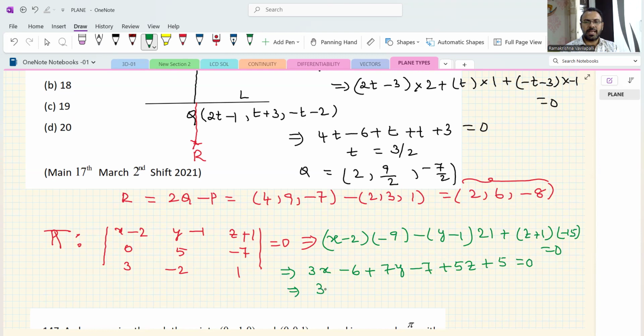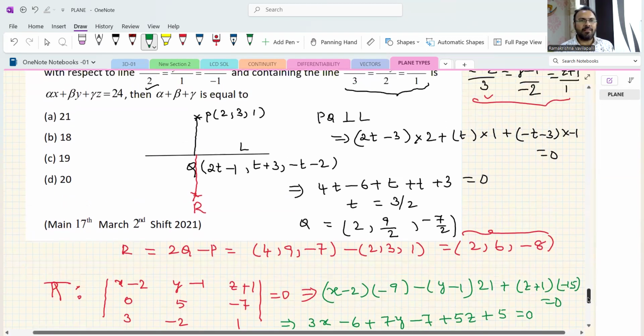Okay. So 3x plus 7y plus 5z is equal to, this is 13, that side we got 8. So let me check whether this plane is correct or not. I'll just substitute 2, 6, minus 8. It is 6 and it is 42, right? 48 minus 48 equal to 8, correct.